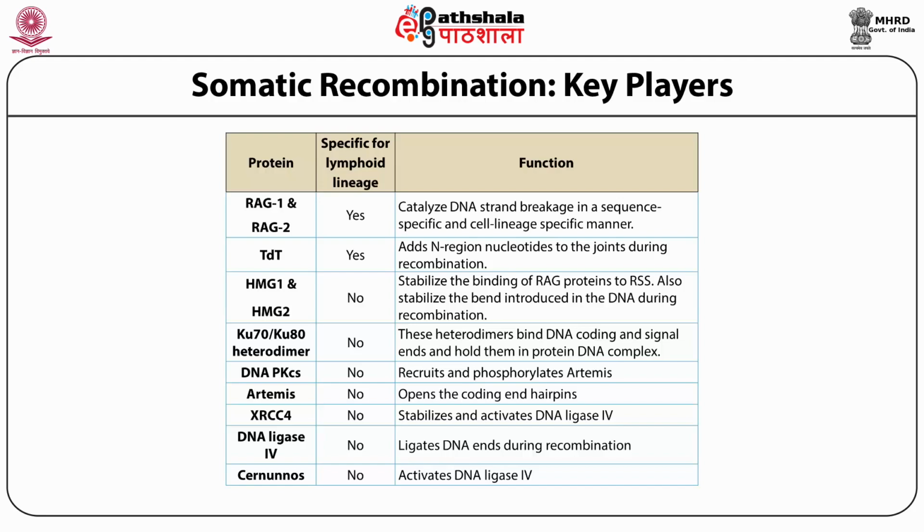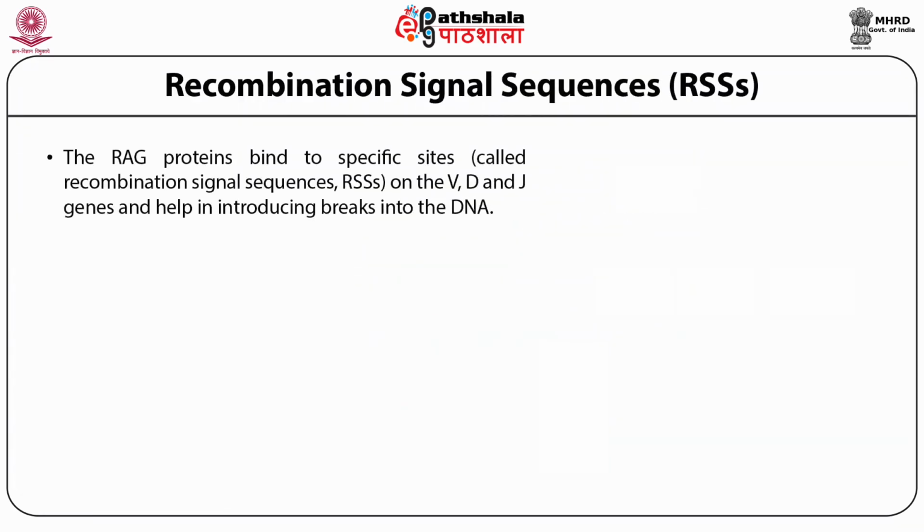The proteins recombination activating gene 1 and 2, called RAG1 and RAG2, are a very integral part of the recombination process. The expression of RAG genes occurs in a stage-specific manner. The RAG proteins bind to specific sites called recombination signal sequences or RSS on the V, D, and J genes and help in introducing breaks into the DNA.